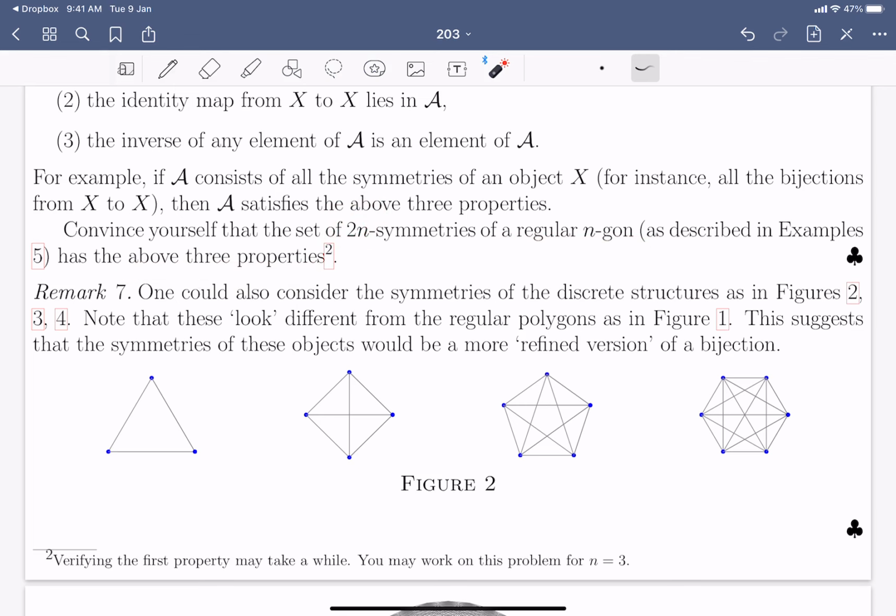This might be difficult to work out because if n is huge, then you probably do not get to see it. So you can assume that n equals 3 and try to convince yourself that this is indeed the case.